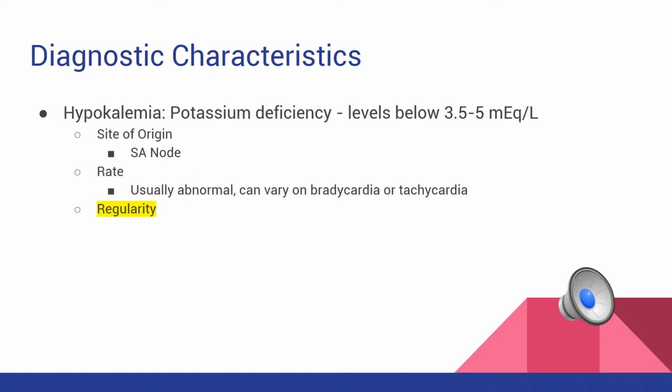So if we look at the EKG, the site of origin is normal. It's in the SA node. The rate is usually abnormal. It could be maybe bradycardic or tachycardic. It usually depends on the underlying rhythm and the way your body usually responds to the hypokalemia. The regularity of the EKG, again, just depends on the underlying rhythm. But we'll take a look at the major defects in the EKG, the major landmarks that we want to look for, in the next slide.